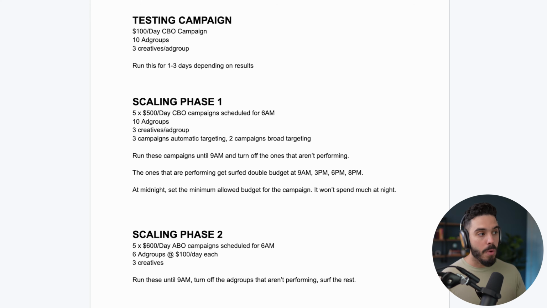Now, there's a lot more scaling strategies. I'm going to be applying some of them here with you today. And there's a lot of others that we're going to be releasing in a completely free Discord.